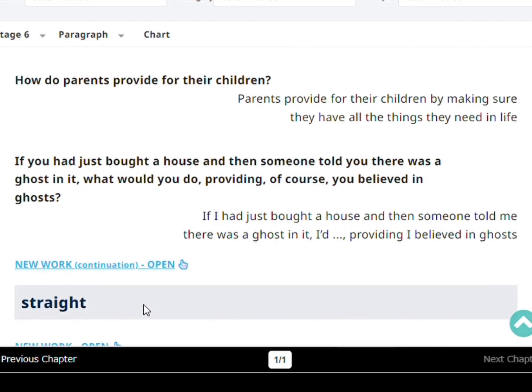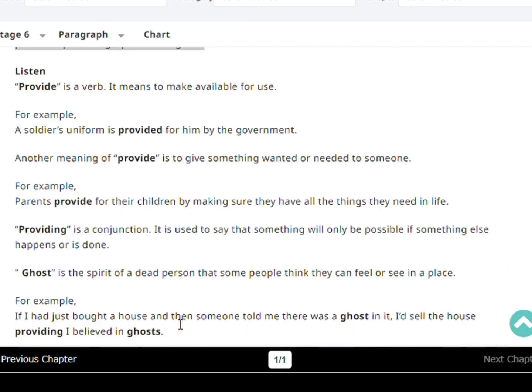If you had just bought a house and then someone told you there was a ghost in it, what would you do? Providing, of course, you believe in ghosts. If I had just bought a house and then someone told me there was a ghost in it, I'd sell the house, providing I believe in ghosts. Very good.